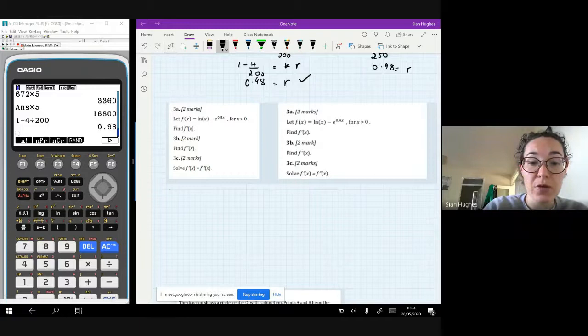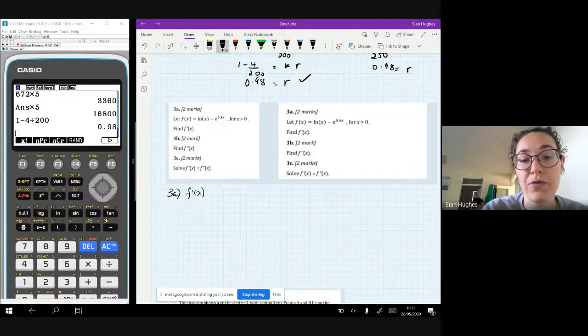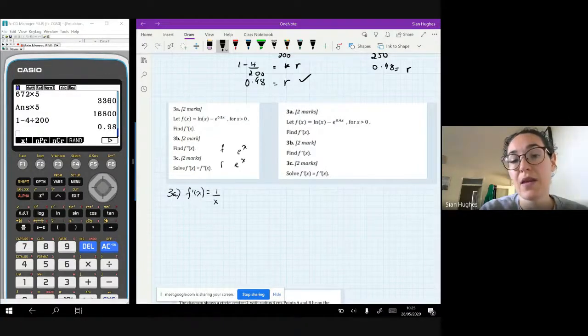Question 3 was a calculus question testing some of what we've looked at most recently in calculus. So starting with part A, we've got a function f of x and we're asked for the derivative. Again, the formula booklet is useful here. The formula booklet tells you the derivative of ln x. It tells you it's 1 over x. It tells you the derivative of e to the x. It tells you that the derivative of e to the x stays the same.